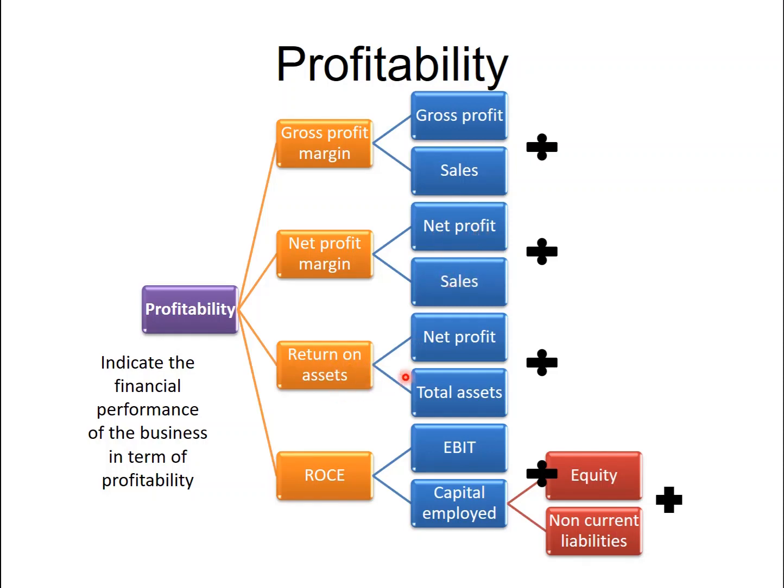Return on assets. Formula is net profit divided by total assets. And return on capital employed, which is EBIT, earning before interest and tax, divided by capital employed. How to get the capital employed? Equity plus non-current liabilities.